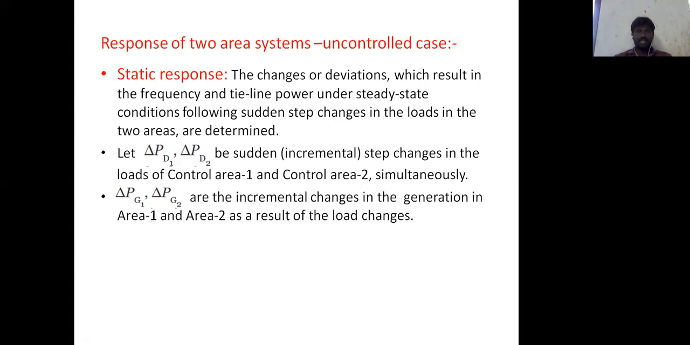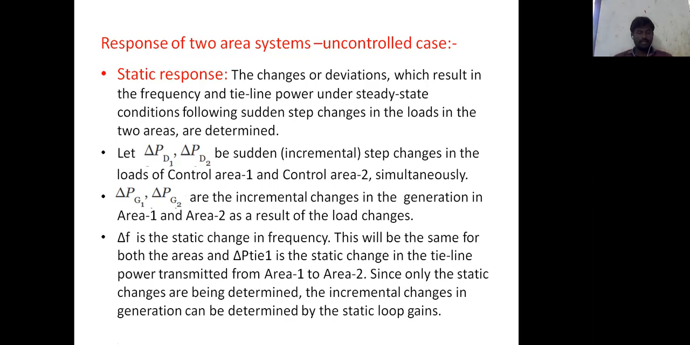Delta Pg1 and delta Pg2 are the incremental changes in the generation of area 1 and area 2 as the result of the load changes. Here delta F is the static change in frequency. This will be the same for both areas, and delta P tie line 1 is the static change in the tie line power transmitted from area 1 to area 2.